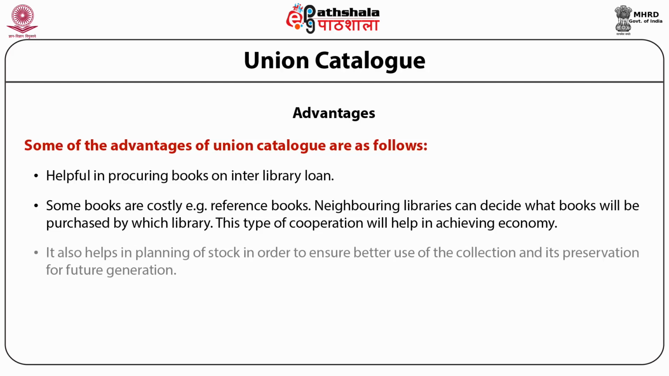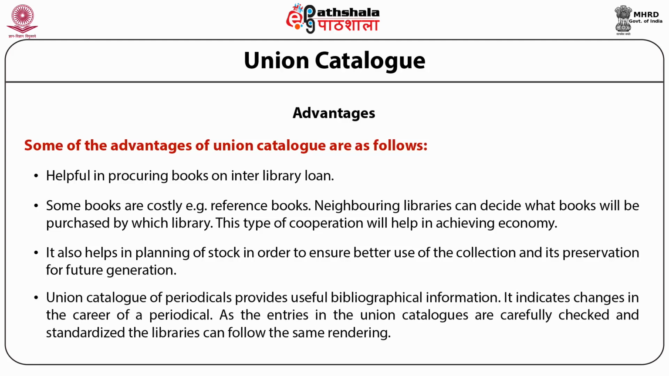Third, it also helps in planning of stock in order to ensure better use of collection and its preservation for the future generation. Fourth, Union Catalog of Periodicals provides useful bibliographical information. It indicates changes in the career of a periodical. As the entries in the Union Catalog are carefully checked and standardized, the libraries can follow the same rendering.